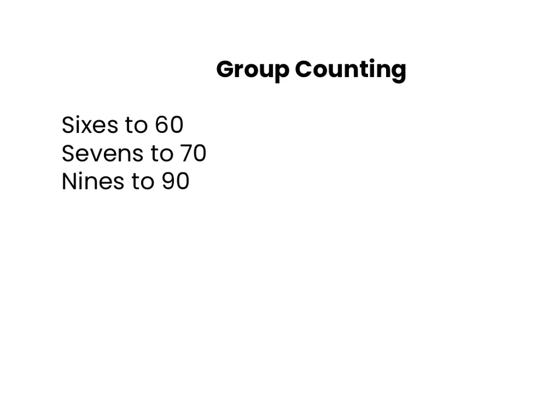The last thing that we're going to do is practice that group counting, that skip counting. So we're going to count by 6s up to 60, and then when we get to 60, we'll come backwards, back down, and to 6. So let's start with our 6s, and here we go. 6, 12, 18, 24, 30, 36, 42, 48, 54, and 60.